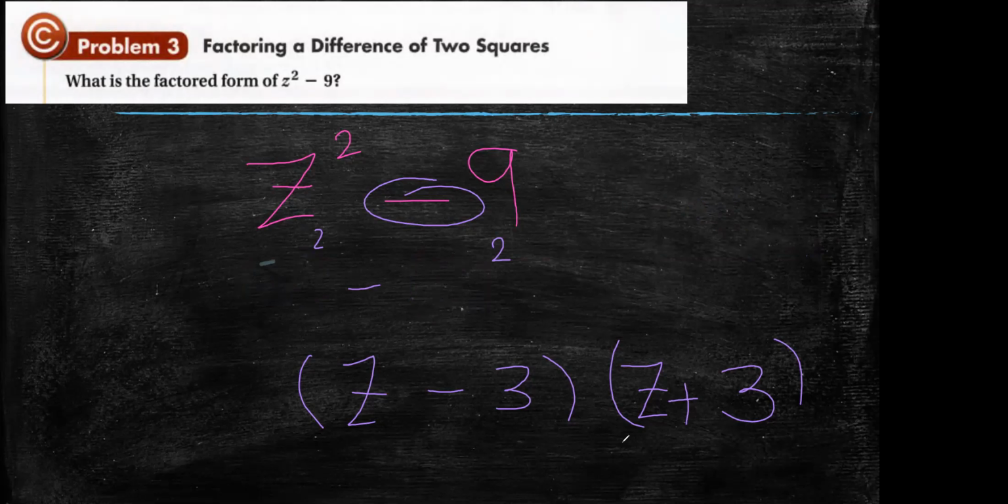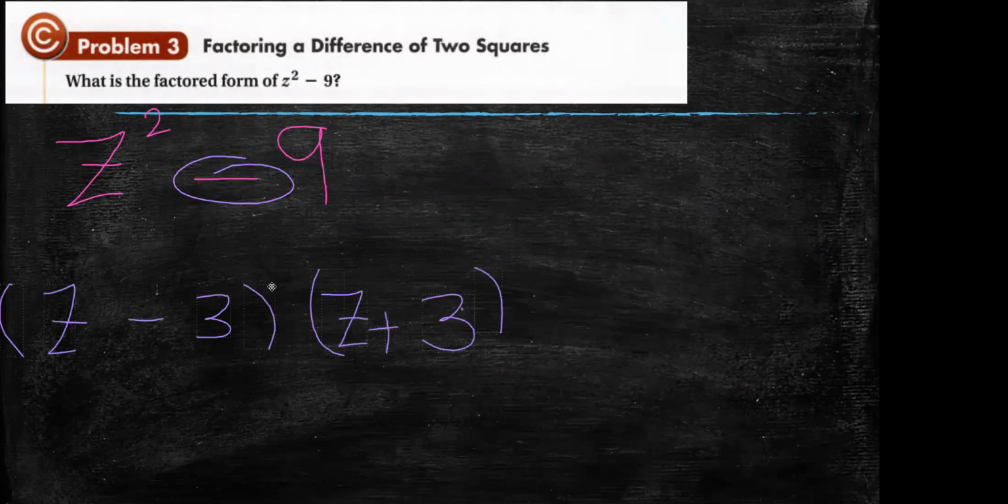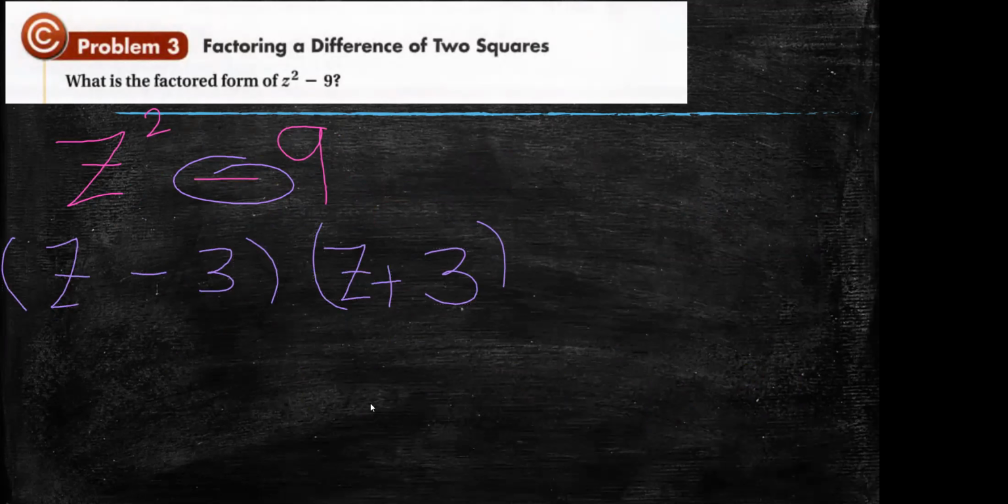I will now clear this. Let's move it here. Let's now multiply them using the table, the FOIL, as you want.